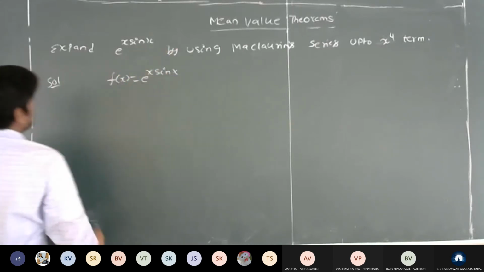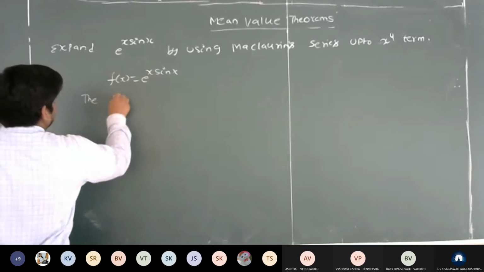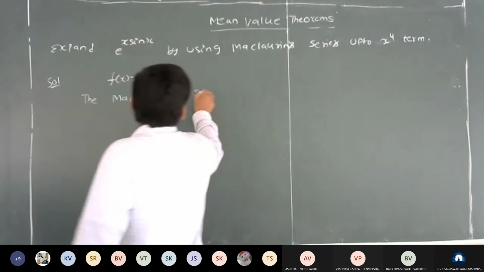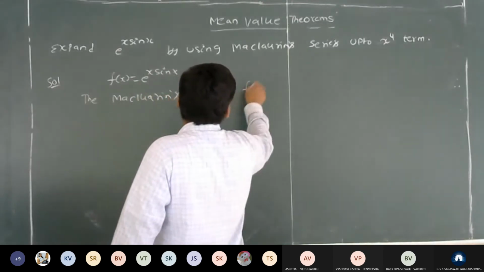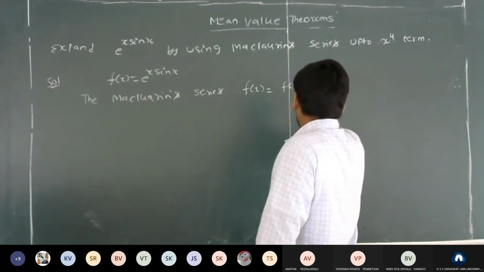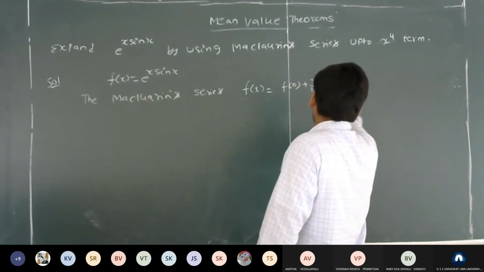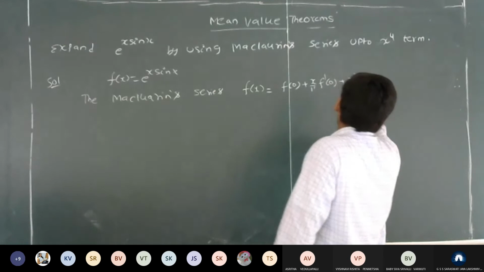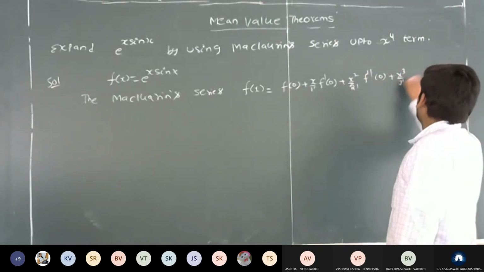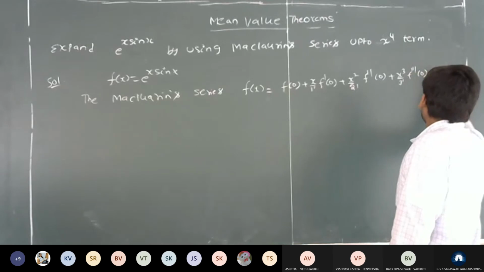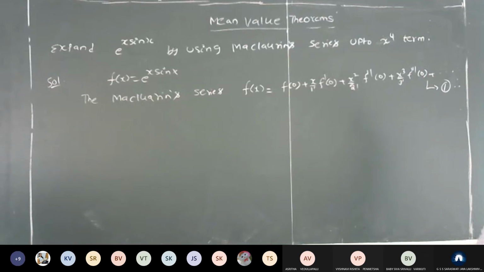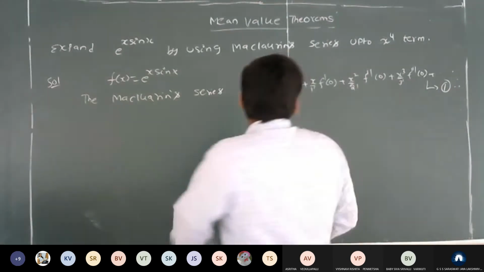So the solution: f of x is equal to e power x into sin x. The Maclaurin series is f of x is equal to f of 0 plus x by 1 factorial into f dash of 0 plus x square by 2 factorial into f double dash of 0 plus x cube by 3 factorial into f triple dash of 0 plus and so on. Call it equation number 1. So this is the Maclaurin series.